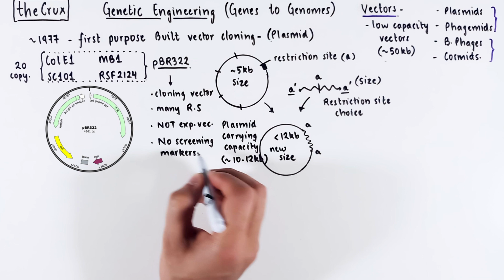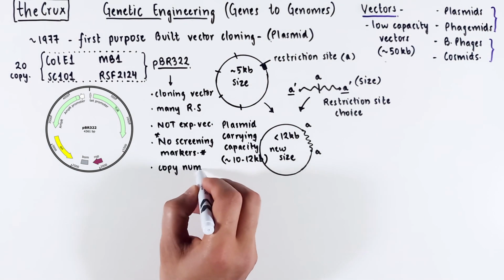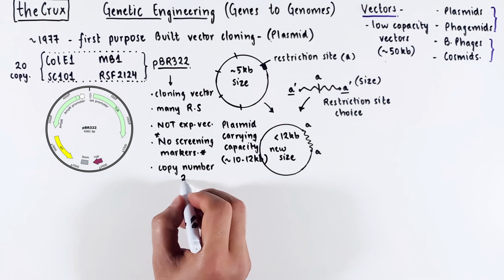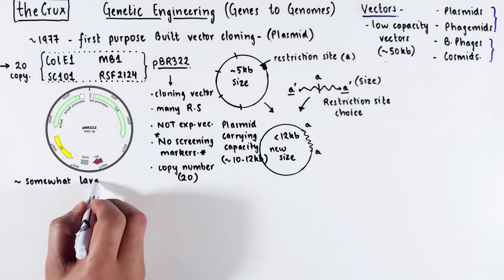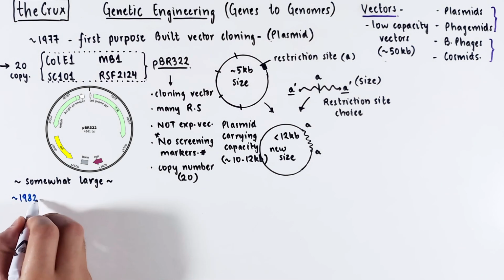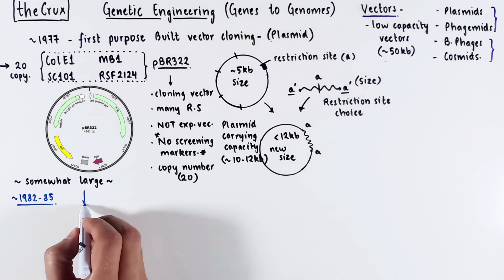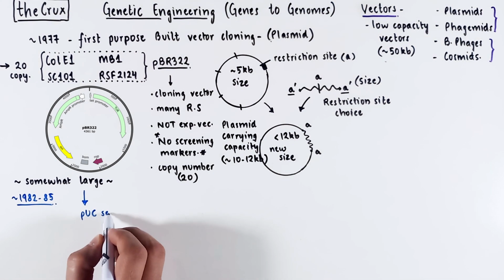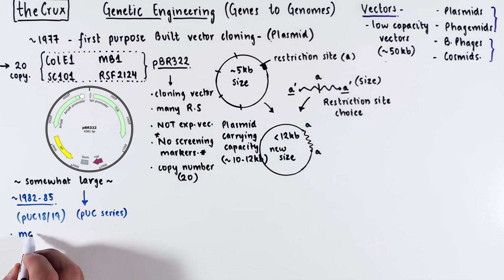One of the issues is that it doesn't carry any screening markers, and I will explain screening markers later in the video. The copy number is still 20 because it has this negative feedback mechanism active just like the ColE1 plasmid. 4.3 kb for a vector is still quite large. So around 1982 to 1985, the pBR322 was modified quite a lot. The result was the pUC plasmid series. Versions 18 and 19 or their derivatives are the most commonly used plasmid vectors even today.